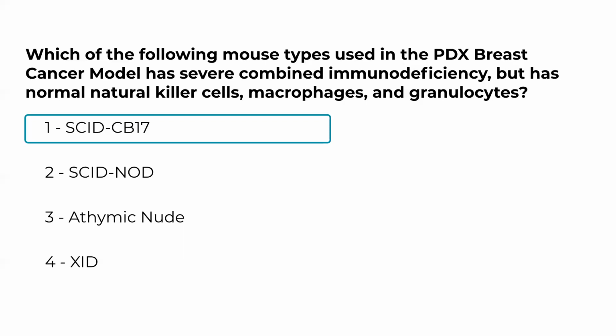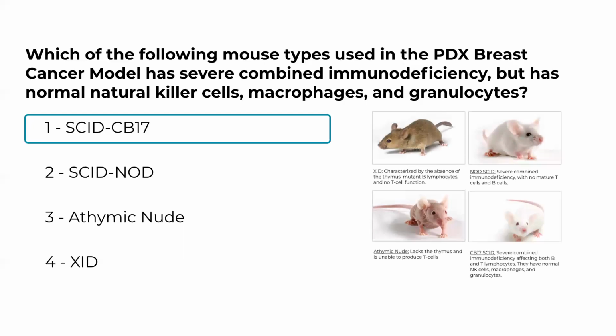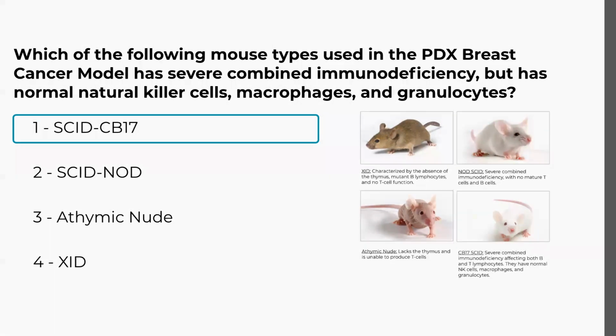SID-NOD have severe combined immunodeficiency, and they don't have mature T cells or B cells. And then when it comes to athymic nude, these don't have a thymus, and so they're unable to produce T cells. So here's a photo of our mice. We'll be also going over this again just a little bit on some other slides, so hopefully we can drive these points home before moving on.